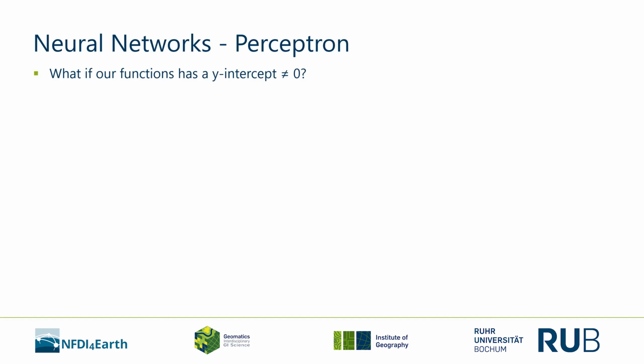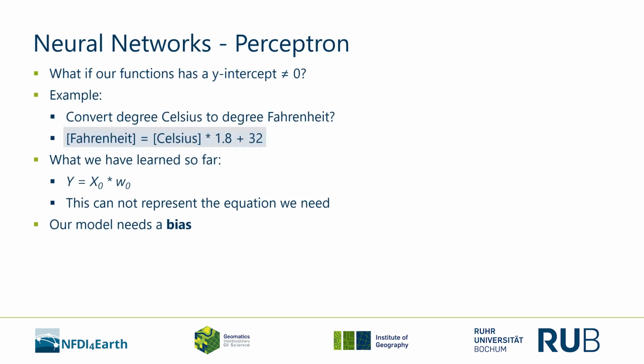We are now able to set up a linear model that can, for example, convert kilometers to miles. However, this only works if the desired function also goes through the origin. But what if our y-intercept is not at 0? Suppose we want to convert degrees Celsius to degrees Fahrenheit. The formula for that is degrees Celsius times 1.8 plus 32. With what we have learned so far, we cannot fully represent the entire formula. What's missing is the y-intercept, which we want to call the bias.